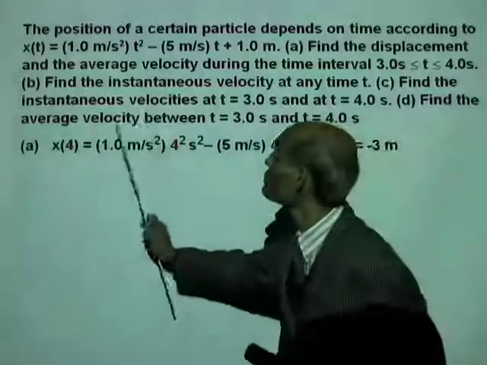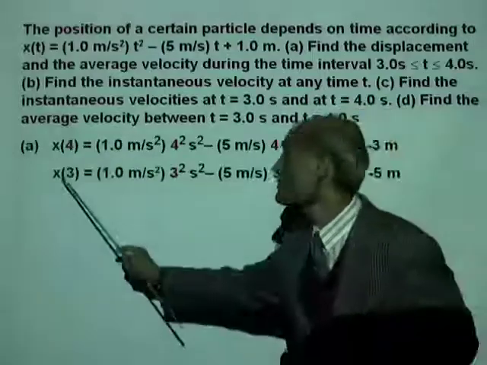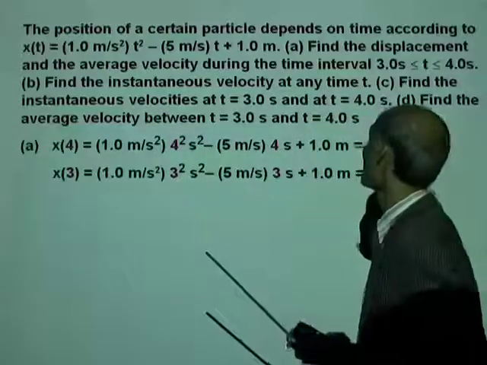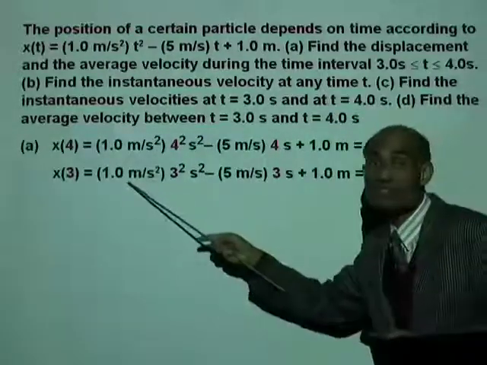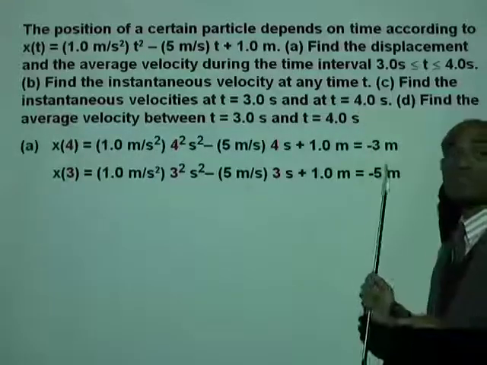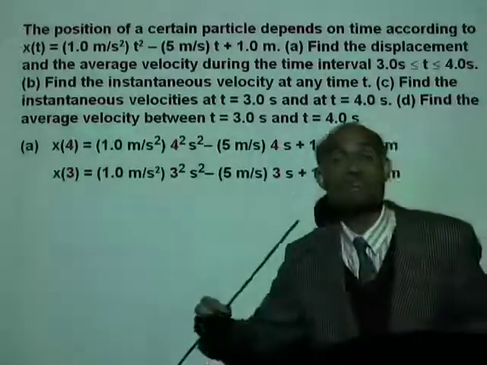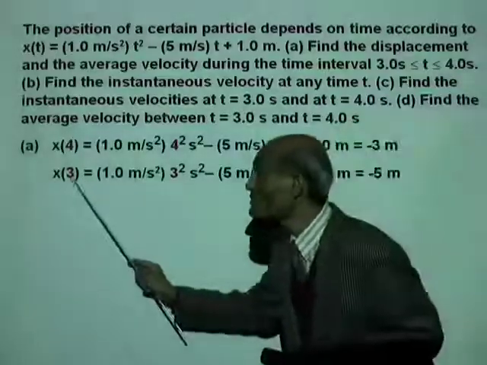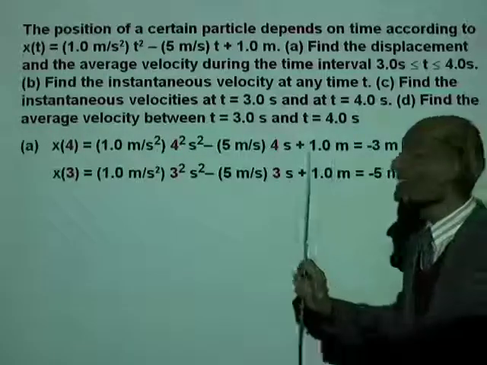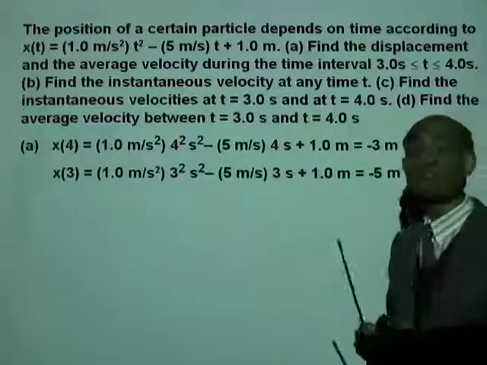Similarly, let's find the position at t equal to 3 seconds. X of 3, replace t in this equation by 3. I want you to do this calculation on your own. Check whether you can get negative 5 meter there. Alright, in that case, what is the change in position? At t equal to 3 seconds, the particle is at negative 5 meter. At t equal to 4 seconds, the particle is at negative 3 meter.